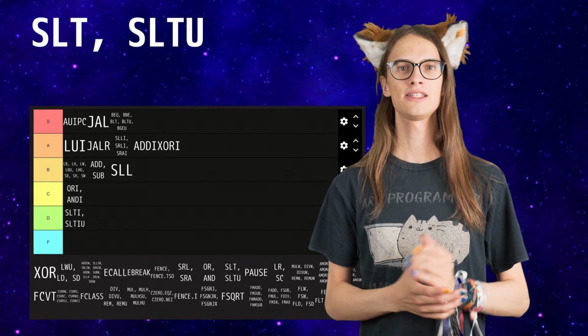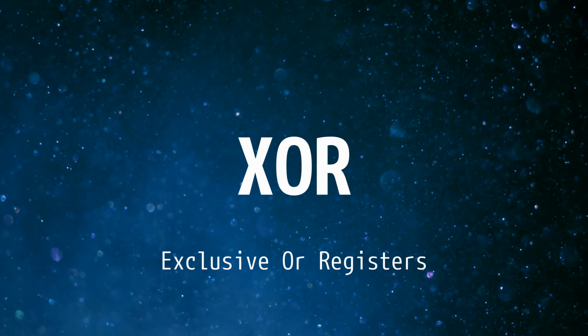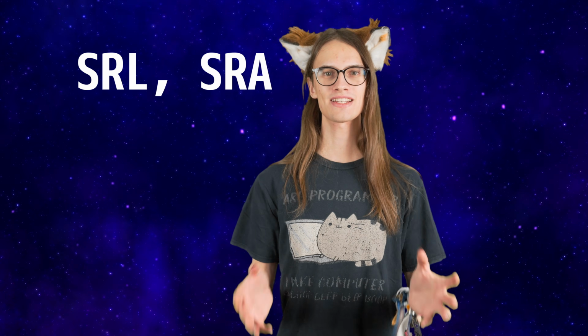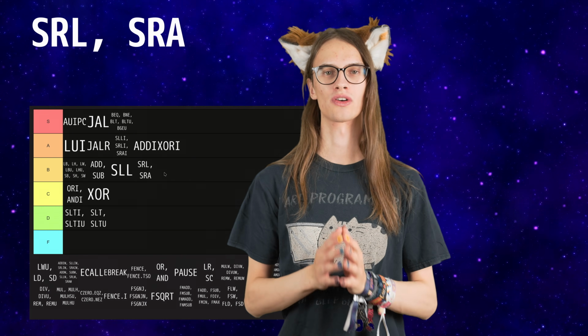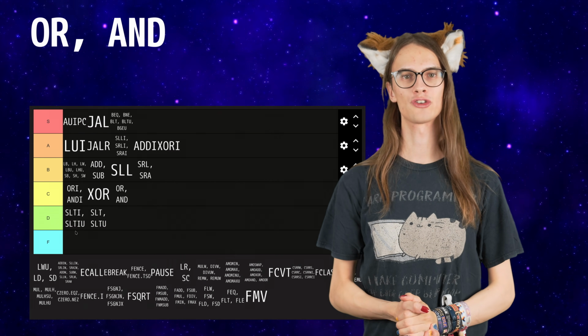Once again, here are the set less than instructions, now as register-register versions. Still D tier, even if they are more useful than the immediate versions. As we saw previously, XORI is more useful than it may seem. That is not true for XOR, it's just as useful as an XOR operation is in general. So not a lot, but also not useless. C tier. As I said, register-register shifts belong in B tier. The 2 remaining logical instructions go to C tier like their immediate counterparts.